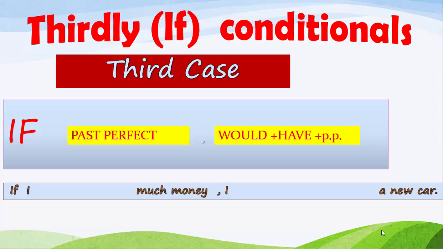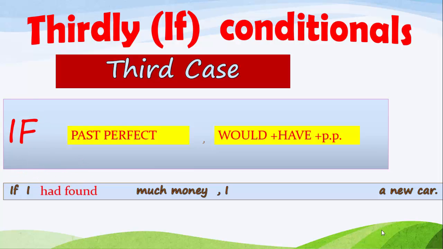So you may ask me a question: I don't know what the form of past perfect is. The past perfect is formed as had plus the past participle, such as if I had written, or if I had found, or if I had gone, or if I had eaten. So this is the form of the past perfect. So what about the example? How can I complete it?